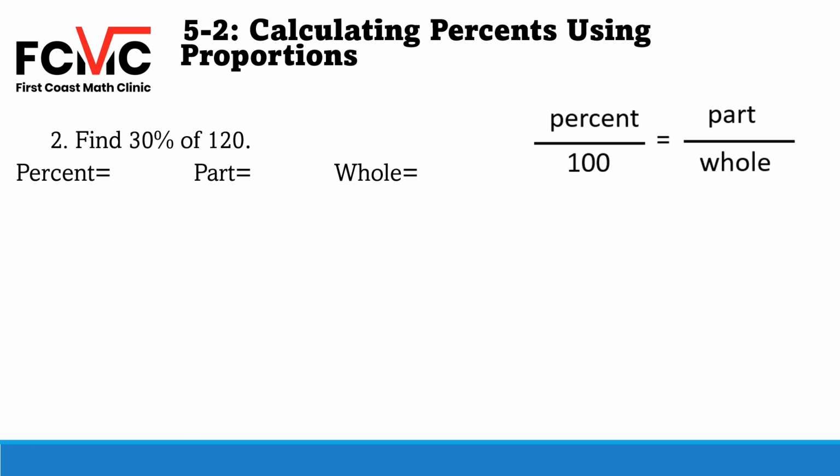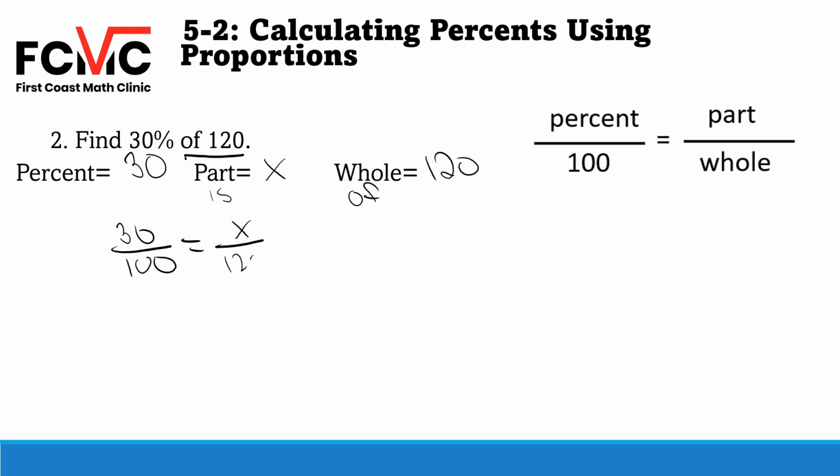Right, number 2, we're finding 30% of 120. So our percent, again, is 30. Our part, we have no is, right? No word is, so that's going to be our unknown. Whole, we're looking for of, so of 120. So let's fill in our values. We've got 30%, so 30 out of 100 equals our part x out of our whole 120.